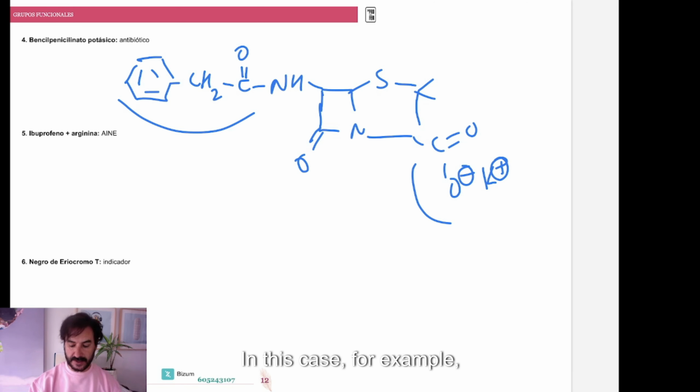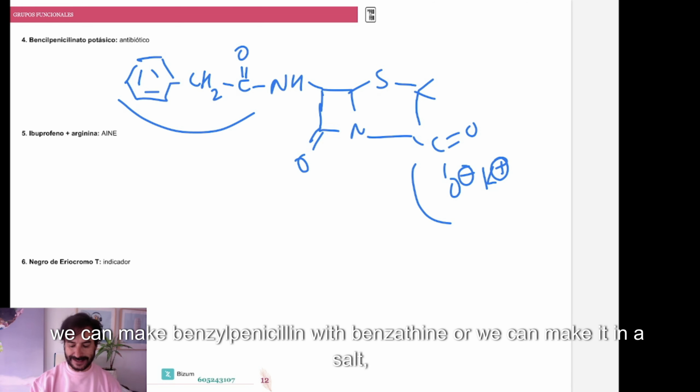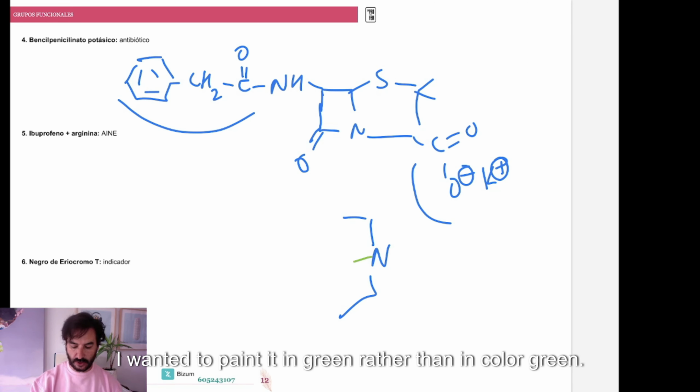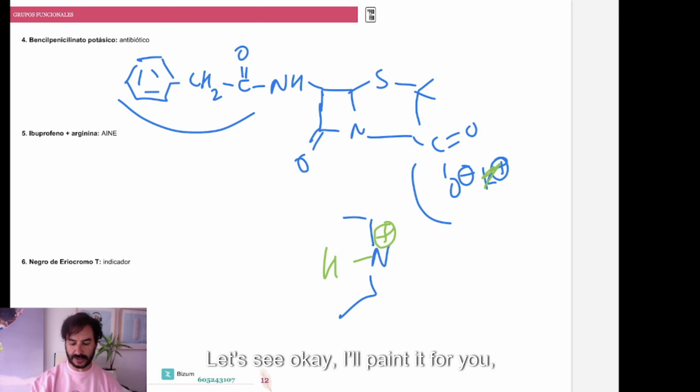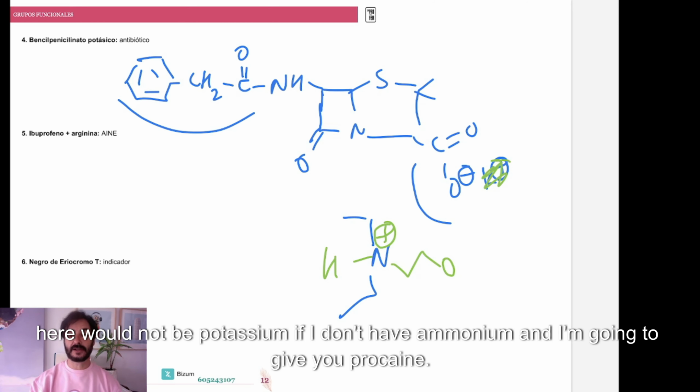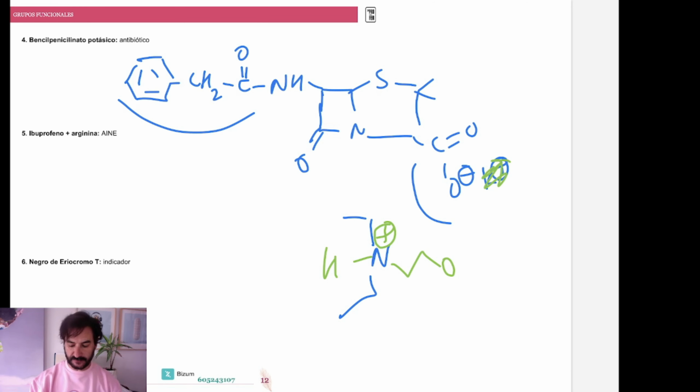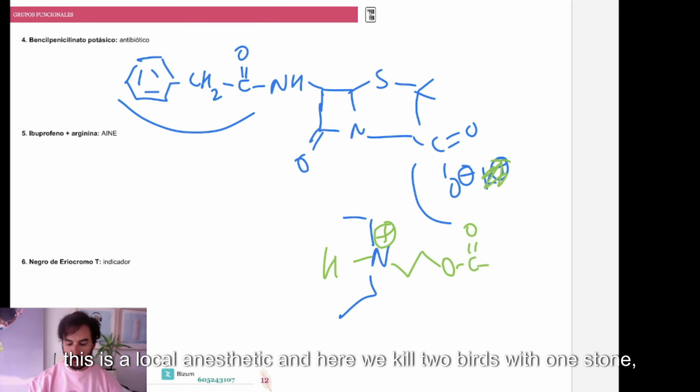In this case, for example, we can make benzylpenicillin with benzathine, or we can make it as a salt. I'll paint it for you. Here is the ionized acid. Here it would not be potassium but ammonium, and I'm going to give you procaine. Procaine is a 2-diethylaminoethyl paraaminobenzoate. So look, this is a local anesthetic, and here we kill two birds with one stone.